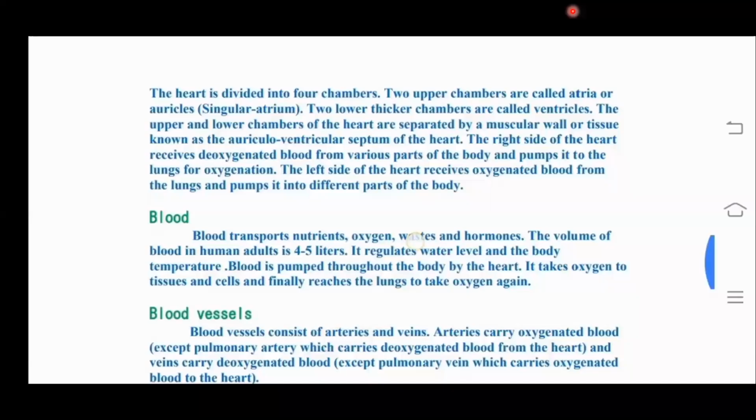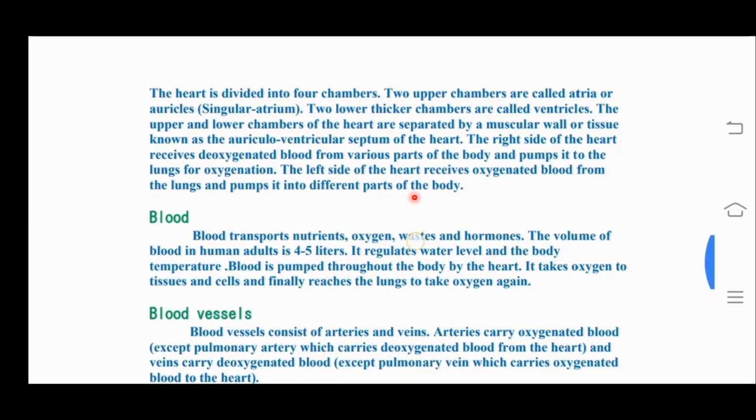And the right side of the heart receives deoxygenated blood from the various parts of the body and pumps it to the lungs for oxygenation. And the left side of the heart receives oxygenated blood from the lungs and pumps it into different parts of the body.